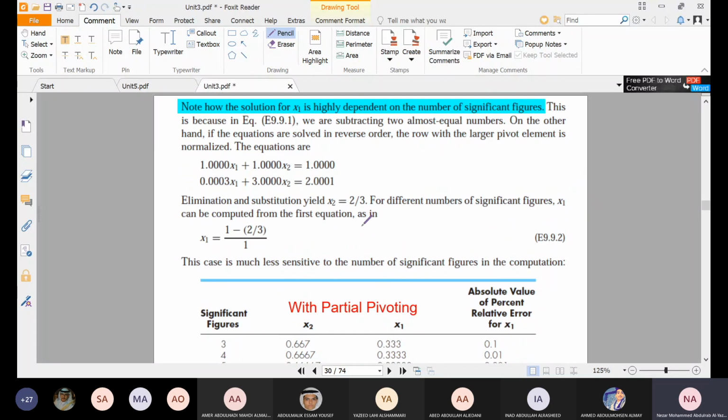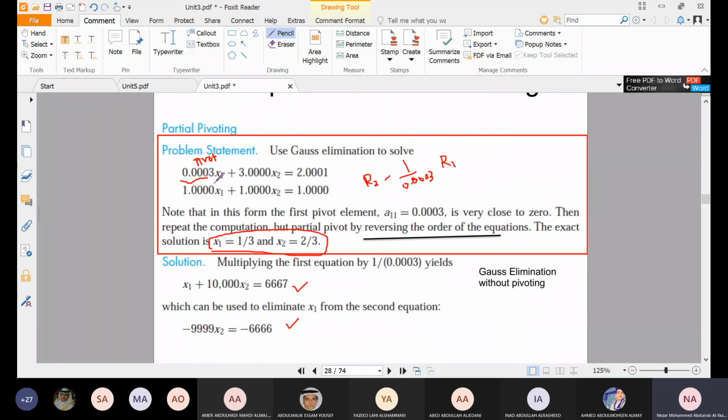After that, if we use partial pivoting, we said the solution of X1 is highly dependent on the number of significant figures. So if we do partial pivoting, we have to do swapping here, because if we return back to the problem, I have to compare the maximum magnitude of this coefficient and of this coefficient, because this is larger than this one. So I will have to do swapping. This will be the pivot now, and this will be returned back to 0.